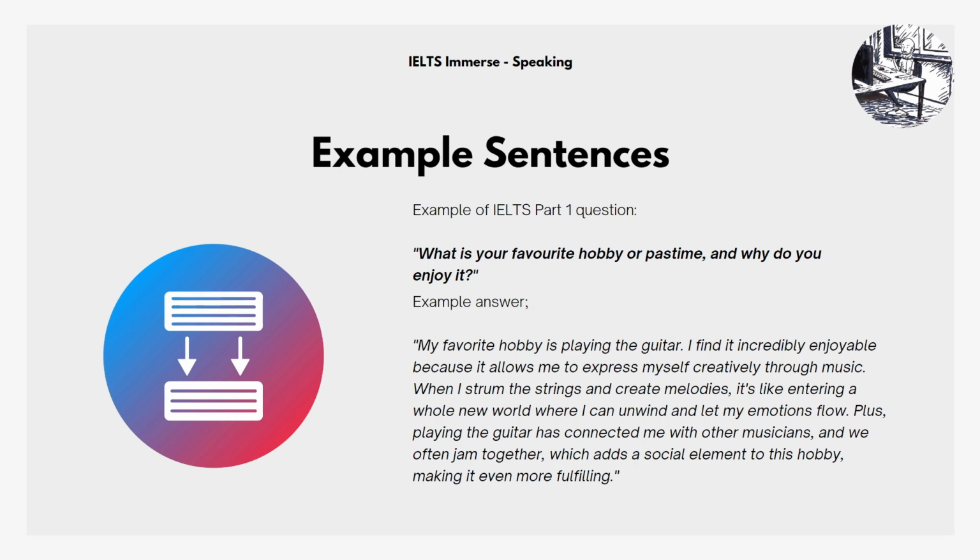My favorite hobby is playing the guitar. I find it incredibly enjoyable because it allows me to express myself creatively through music. When I strum the strings and create melodies, it's like entering a whole new world where I can unwind and let my emotions flow. Plus, playing the guitar has connected me with other musicians, and we often jam together, which adds a social element to this hobby, making it even more fulfilling.